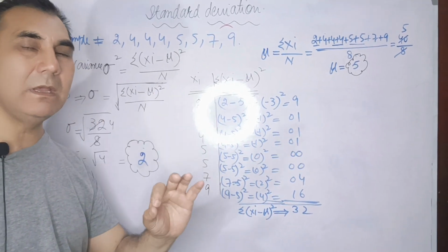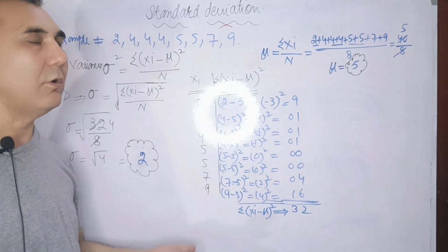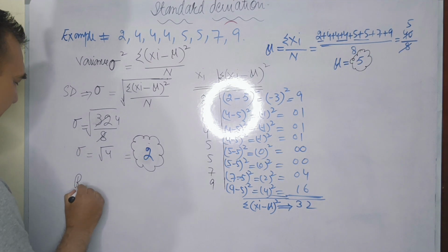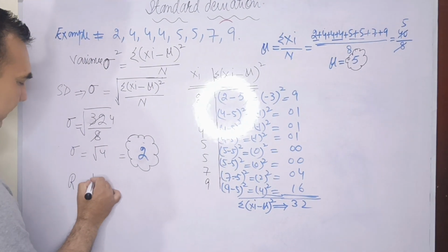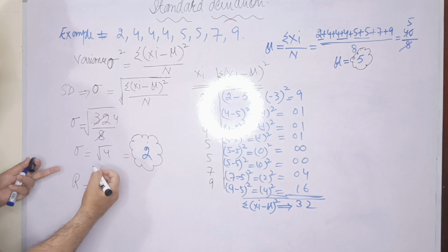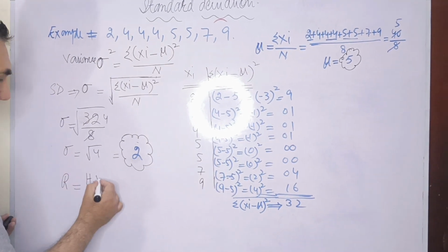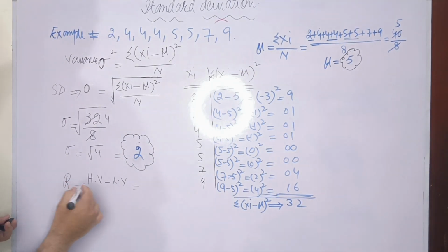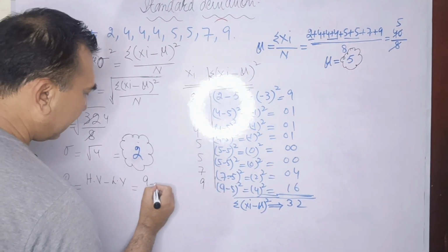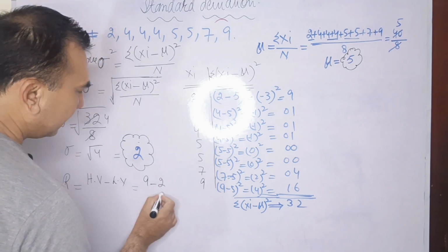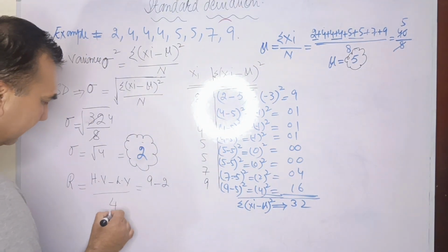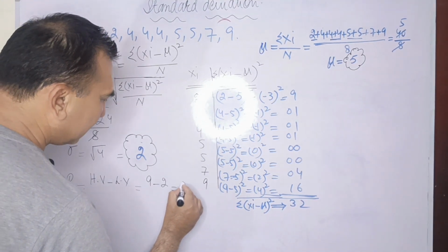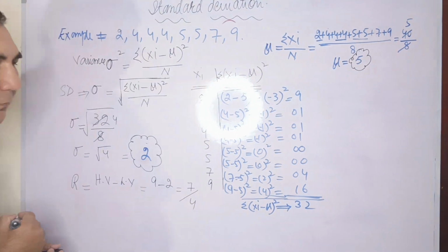It will not give the accurate standard deviation of any data set. Suppose you calculate the range. What is the formula for the range? The highest value minus the lowest value. Here the highest value is 9, and the lowest value is 2. Then we will divide it by 4. So 7 divided by 4.